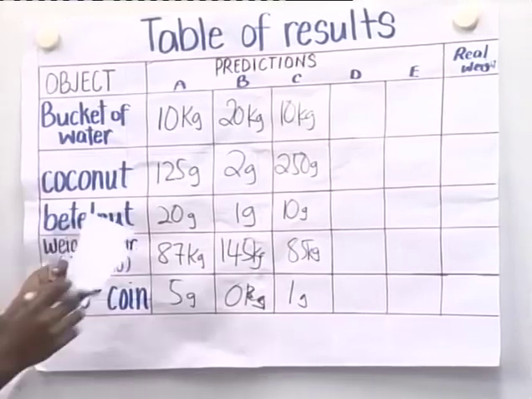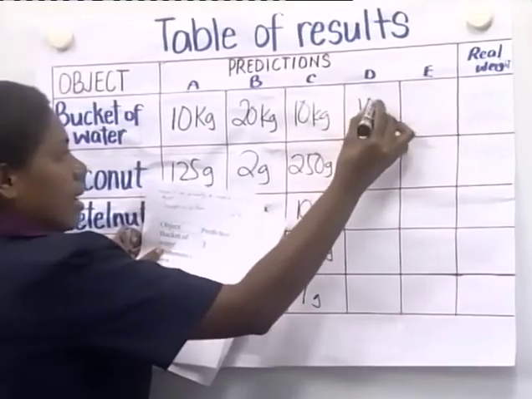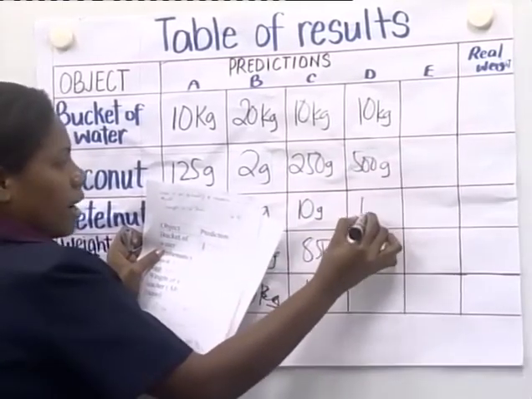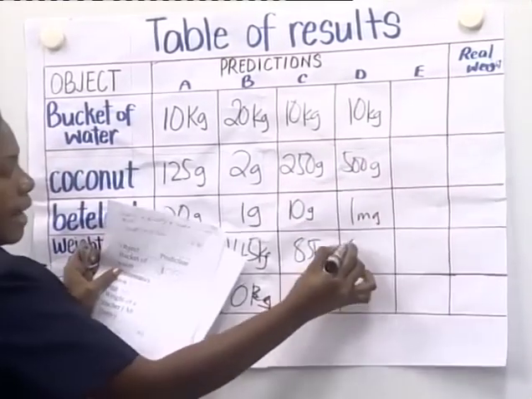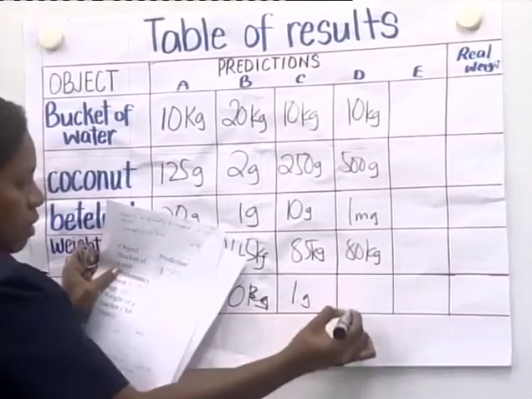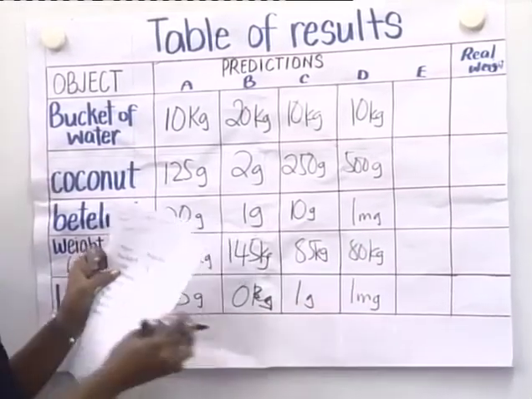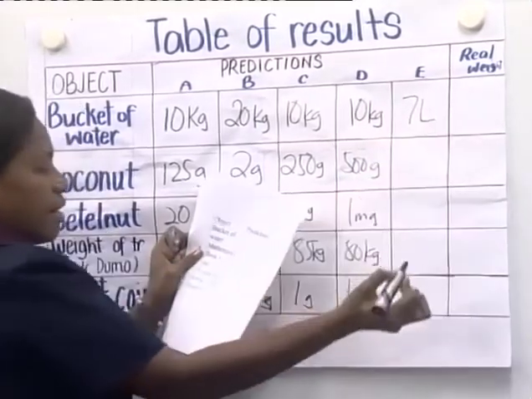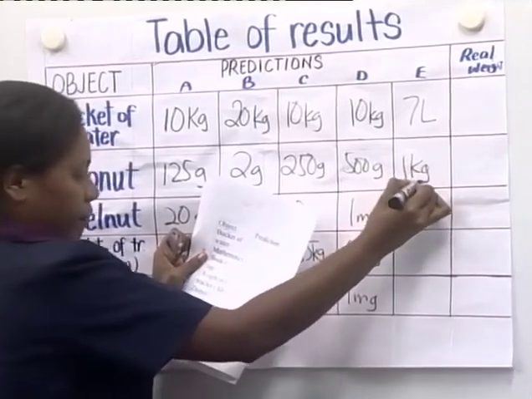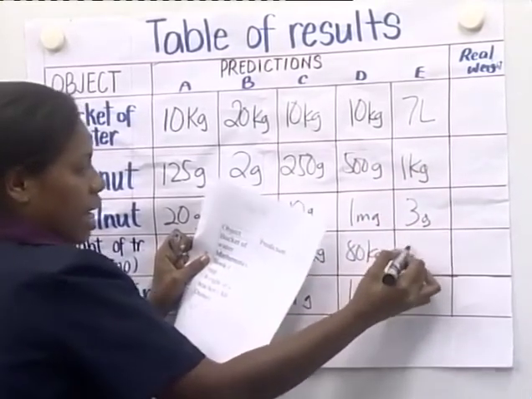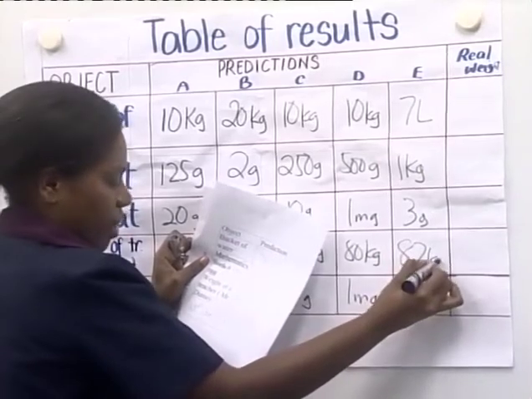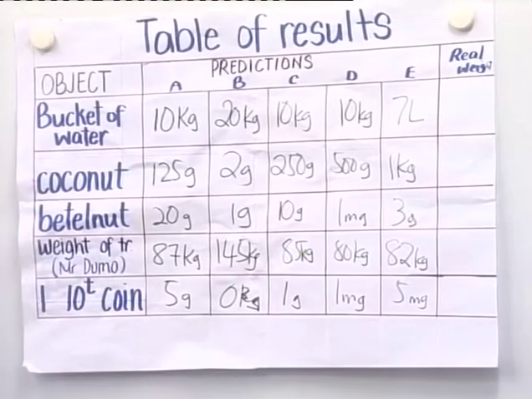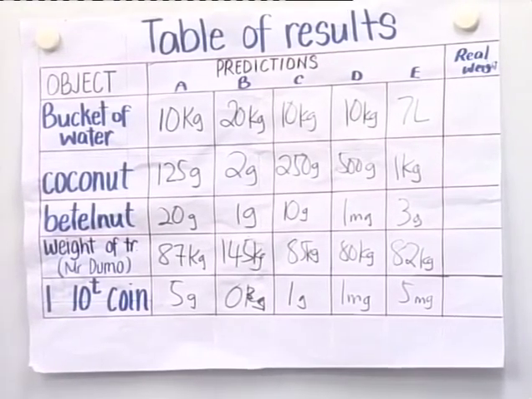Okay, bucket of water, 10 kilogram, 500 grams, 1 milligram, 80 kilograms, 1 milligram. Okay, and the last group. Bucket of water, 7 liters, 1 kilogram, 3 grams, 82 kilogram, and 5 milligrams. Okay, so those are your predictions.